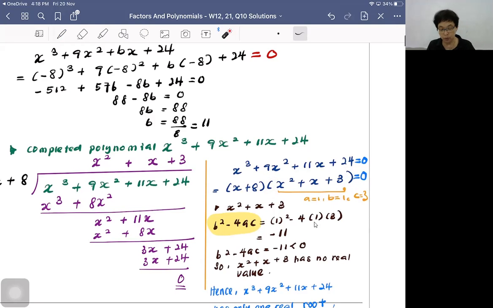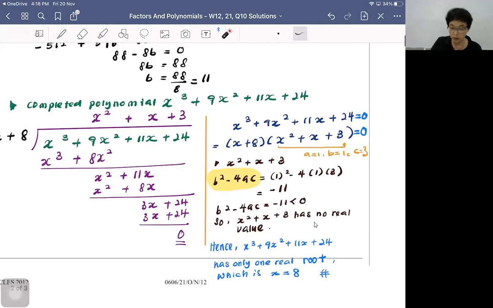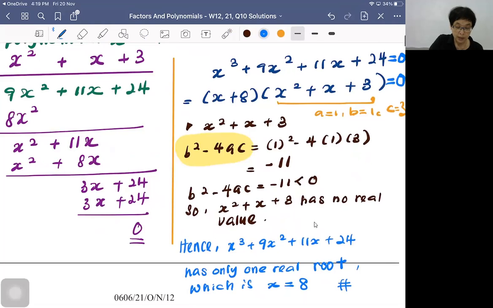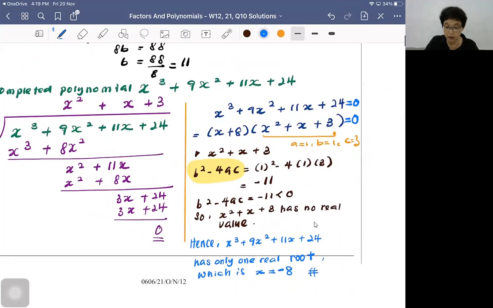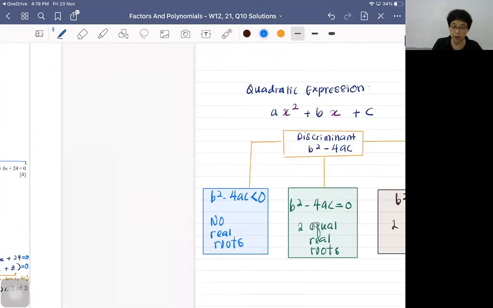Now, in order to show that x plus 8 is the only factor, and from x plus 8 you get x equals negative 8 as the only root, we need to prove that the quadratic has no real root. Well, in order to do that, we need to use another principle, which we call the discriminant. And that's what we have here.